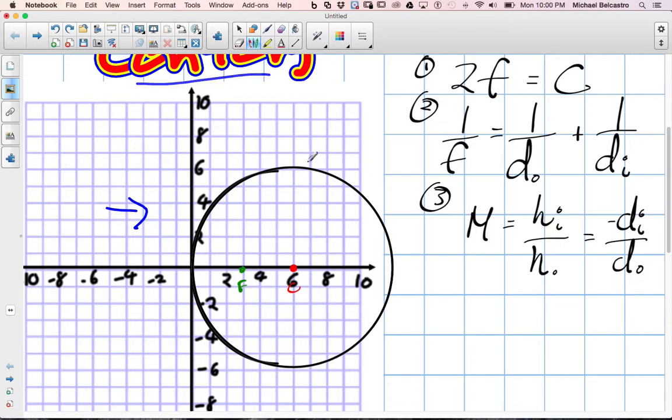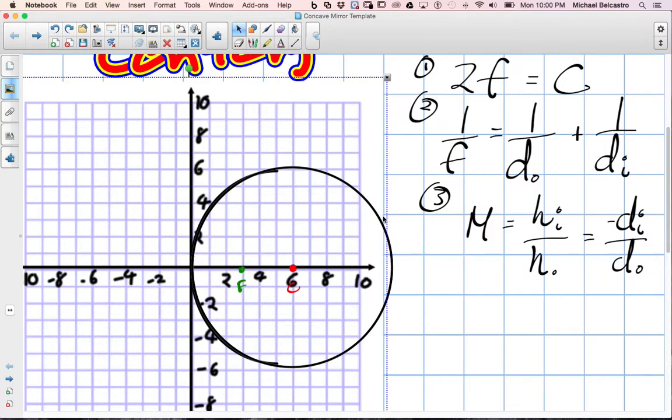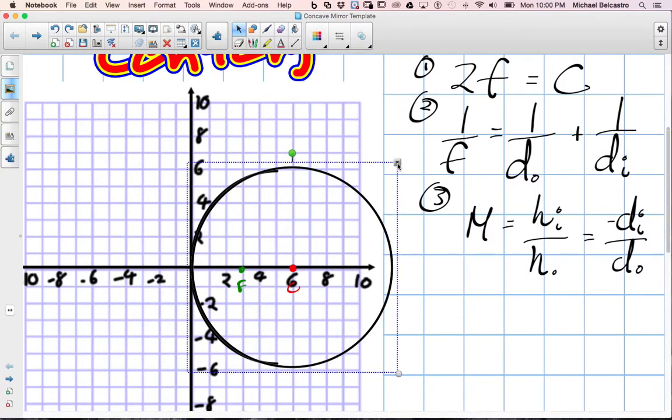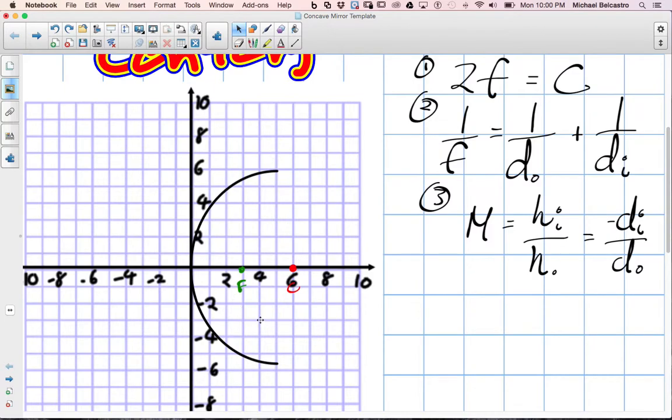And a concave mirror is technically like a spherical mirror with the image within, but it can be really hard to understand this as a circle. We'll get rid of our actual circle here. So now it looks like a concave mirror.